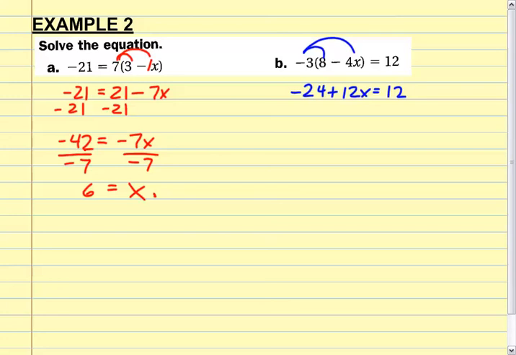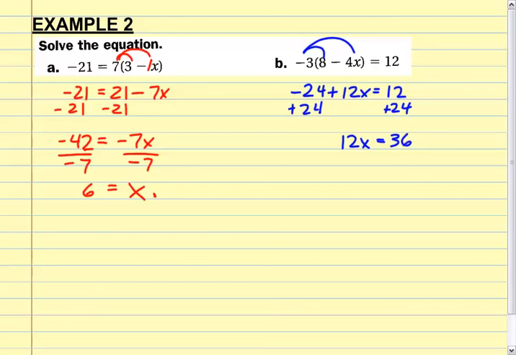Raise your hand if you want to tell me what I do now. Hank. You get rid of negative 24. And how do I get rid of it? Add 24 to both sides to get rid of that. Good. And what do I have remaining on the left side, Hank? 12x. And on the right side? 36. Good.